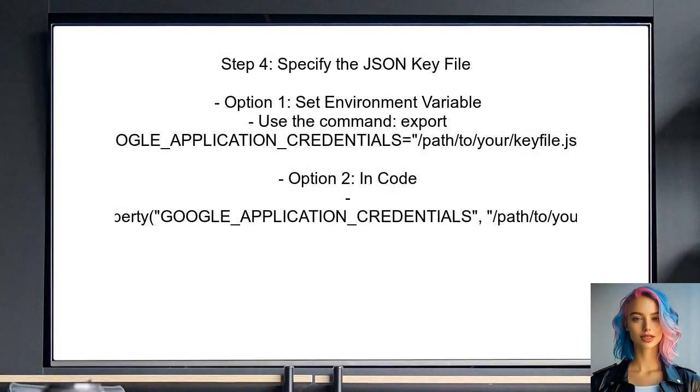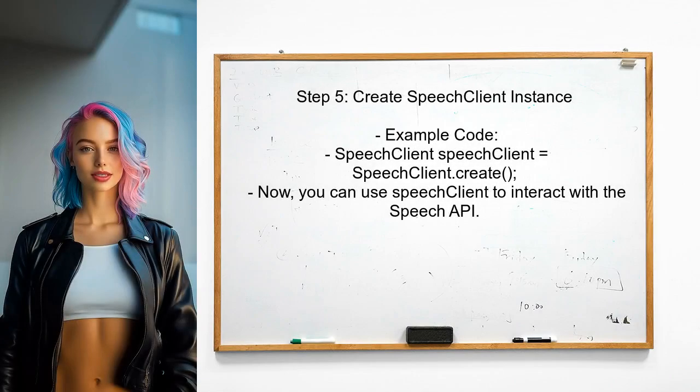Now, the user can specify the path to the JSON key file in their Java application. This is done by setting an environment variable or directly in the code. Finally, the user can create an instance of the Speech Client class in their Java application. This will allow them to make requests to the Google Speech API using the specified credentials.